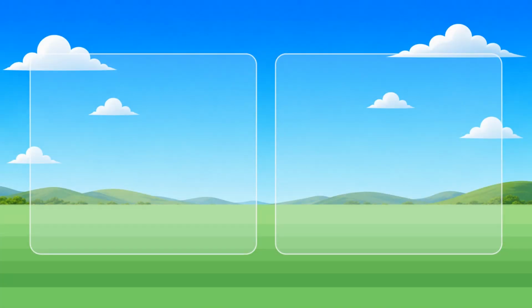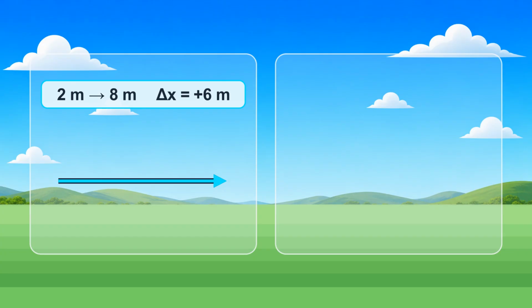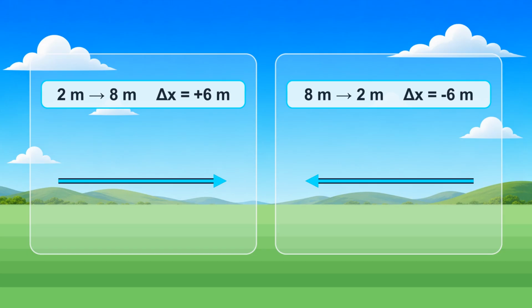Now compare the two 6-meter examples. Moving from 2 meters to 8 meters gives delta x equals plus 6 meters. Moving from 8 meters to 2 meters gives delta x equals minus 6 meters. The two displacement arrows have exactly the same length, but they point in opposite directions. That is why the displacements are not the same.